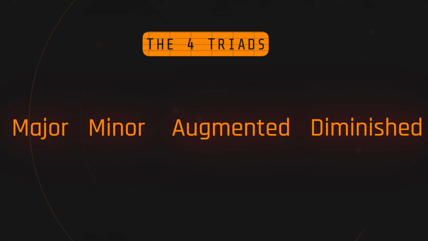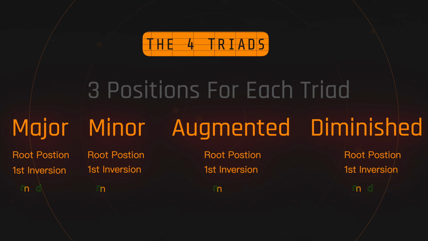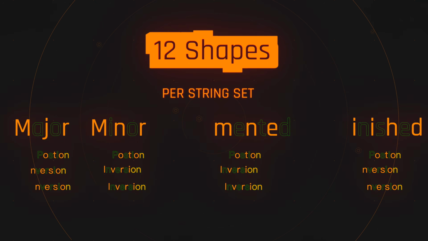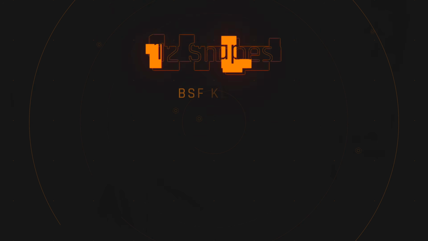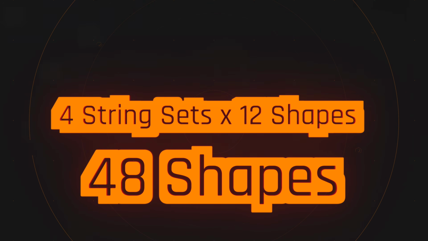And since a triad has only 3 notes, there are exactly 3 ways to organize it. In other words, you can play one single triad in 3 different positions: root position, first inversion, second inversion. That's it. In theory, this gives us a total of 12 shapes per string set. If we do the math, 4 strings times 12 shapes, that's a total of 48 shapes.